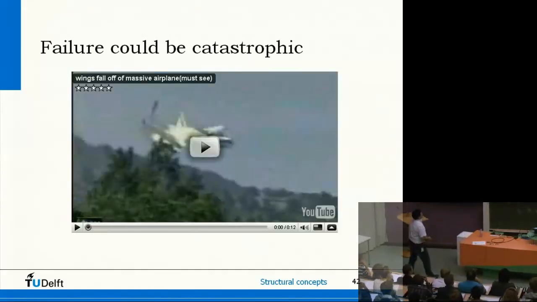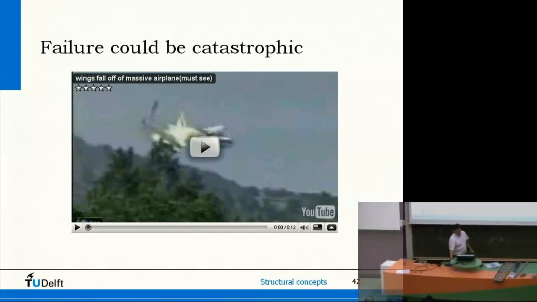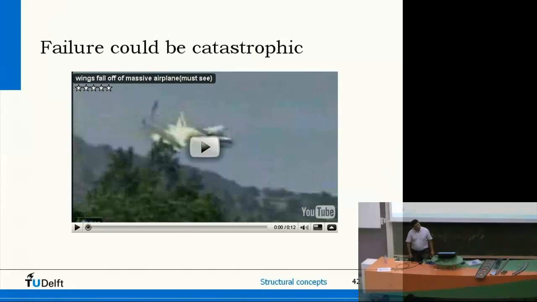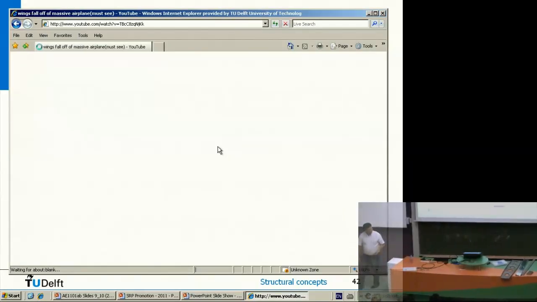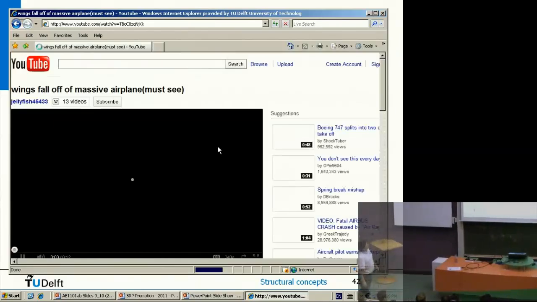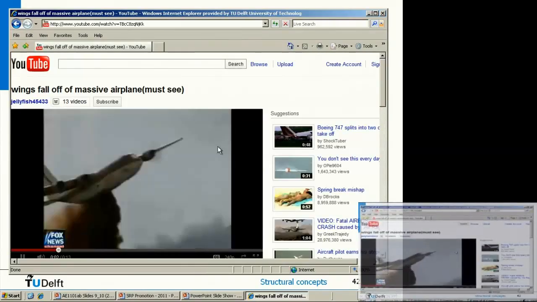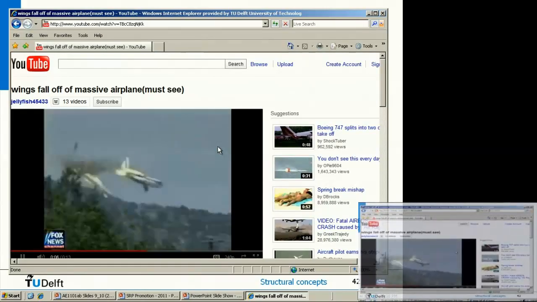Well, sometimes, I don't know whether you have seen this picture before. This is an aircraft flying around and shearing off, breaking off its wings.